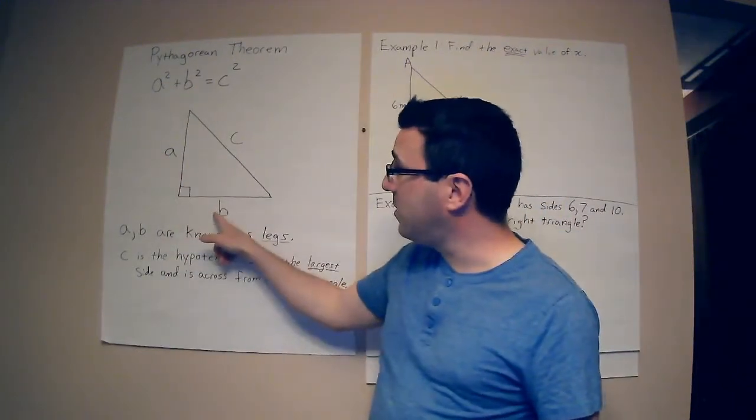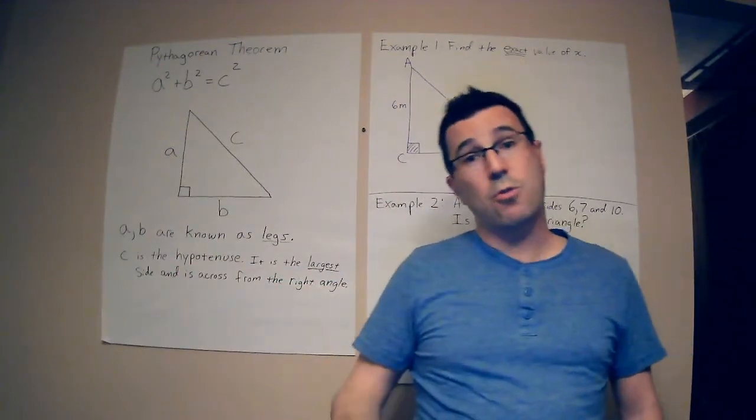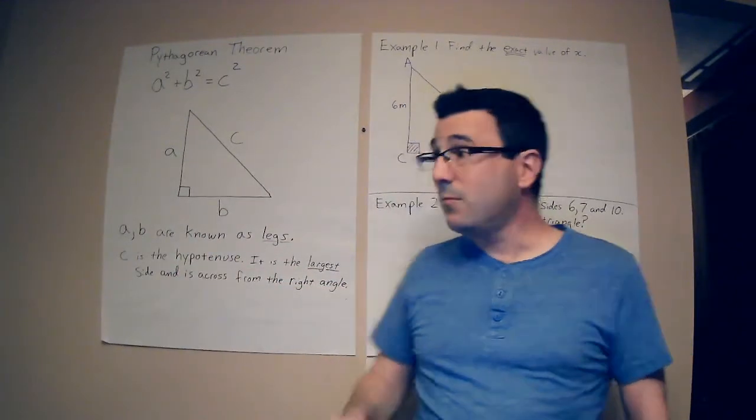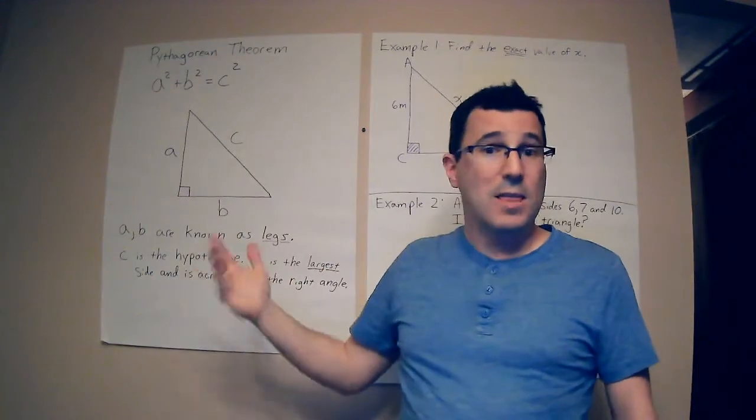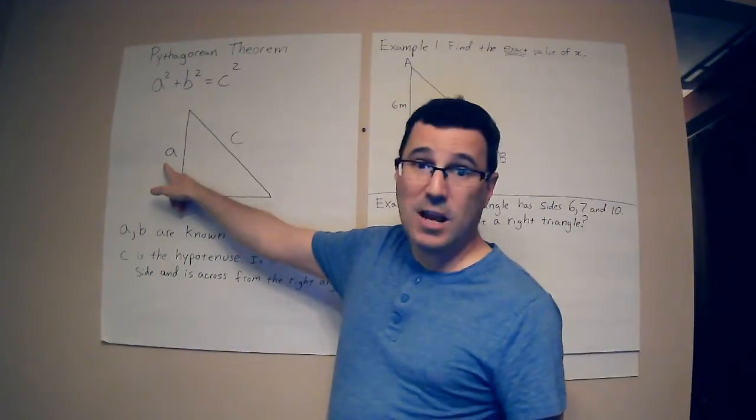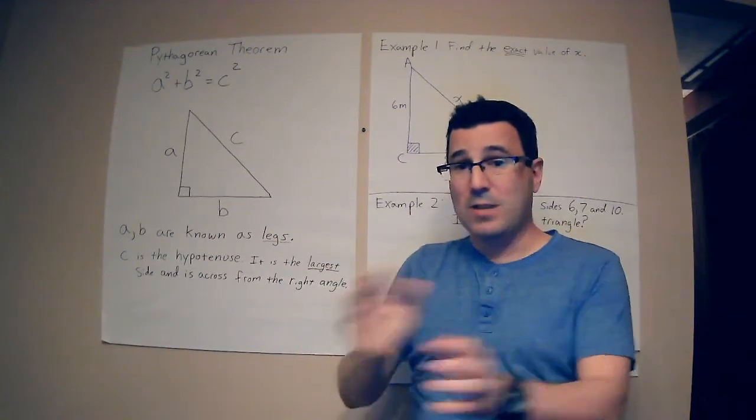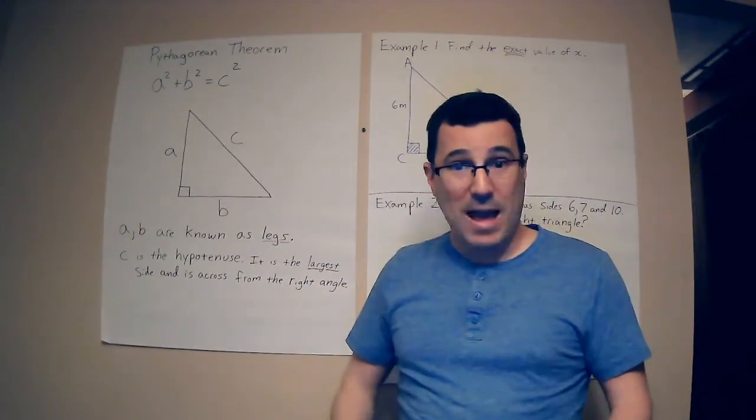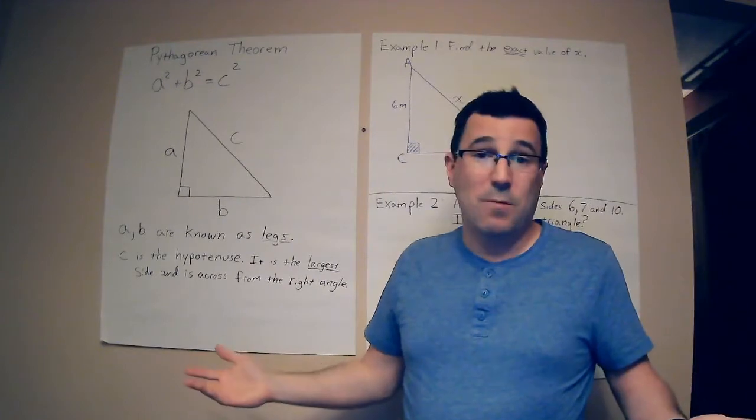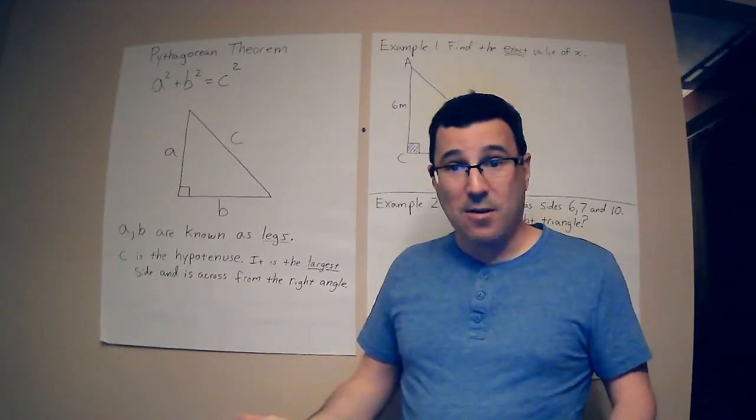These two sides here are known as the legs. They're the two shorter sides of the right triangle. And the a and the b, that's interchangeable. I can have this side be b, I could have this side be a. Those two values I could interchange. It doesn't matter, because I'm adding them, the order doesn't matter.